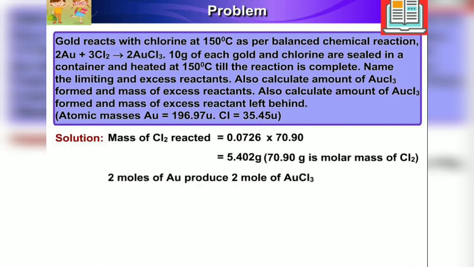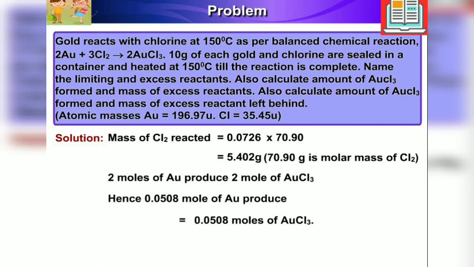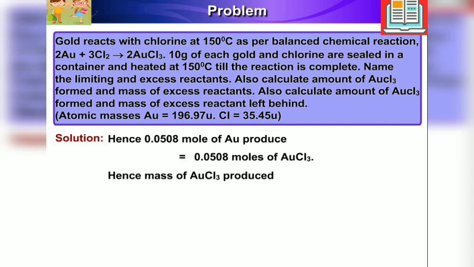2 moles of Au produce 2 moles of AuCl3. Hence, 0.0508 mole of Au produces 0.0508 moles of AuCl3. Hence, the mass of AuCl3 produced is equal to 0.0508 multiplied by 303.32, which is equal to 15.409 grams of AuCl3.